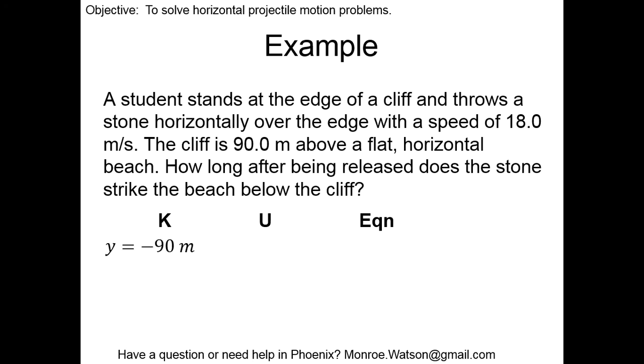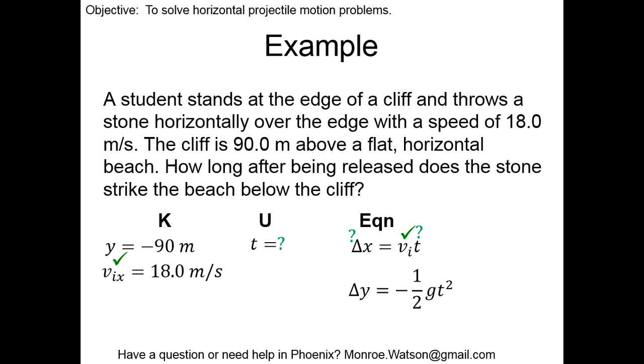Okay, let's get started. So I've got my -90 meters for my y. My initial velocity is 18 meters per second. Okay, my time, I don't know that. So I've got my equation here. Check, I've got my initial velocity. Check. Whoop, wait a minute, I have two unknowns. Darn it, so I can't use this one.